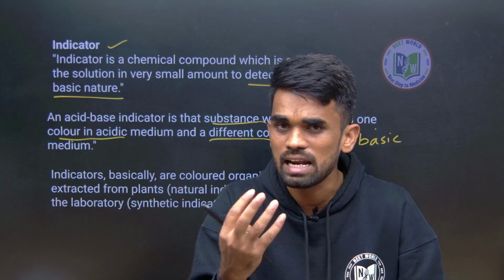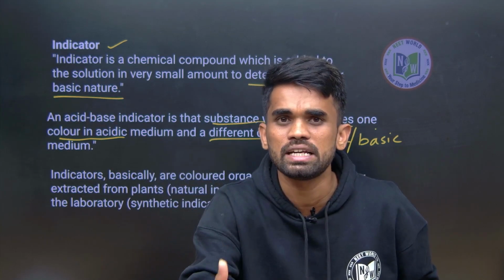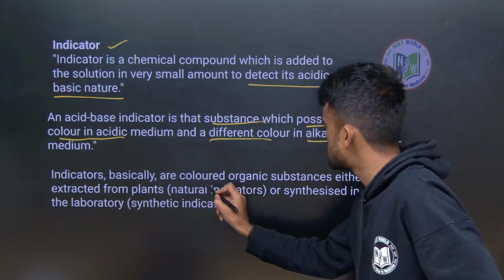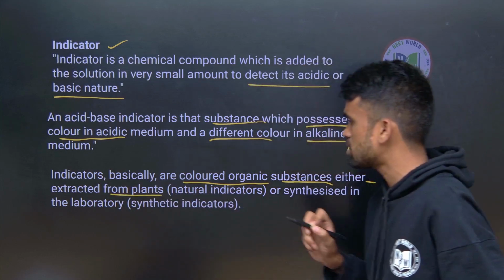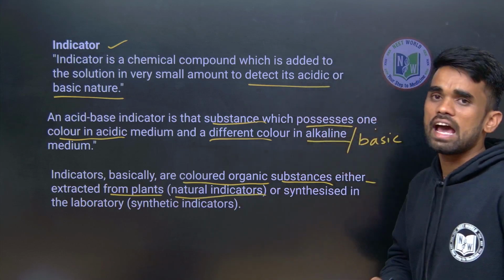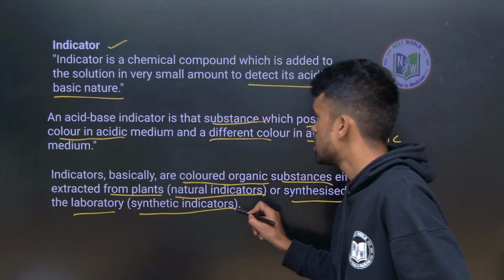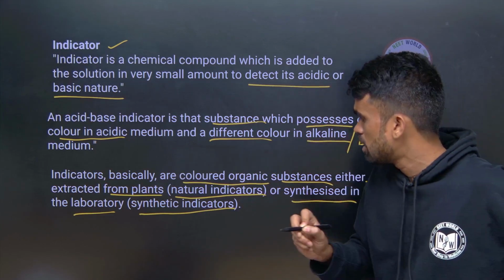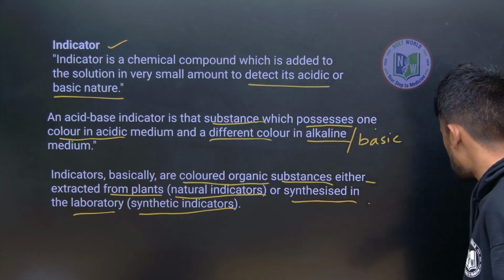So by looking at the color of the solution when we add the indicator, we are able to identify whether it is a basic solution or an acidic solution. Indicators are basically colored organic substances, either extracted from plants, in which case we call them natural indicators, or synthesized in the laboratory, in which case we call them synthetic indicators. I will show you examples of natural and synthetic indicators in the upcoming slides. We will discuss everything one by one.